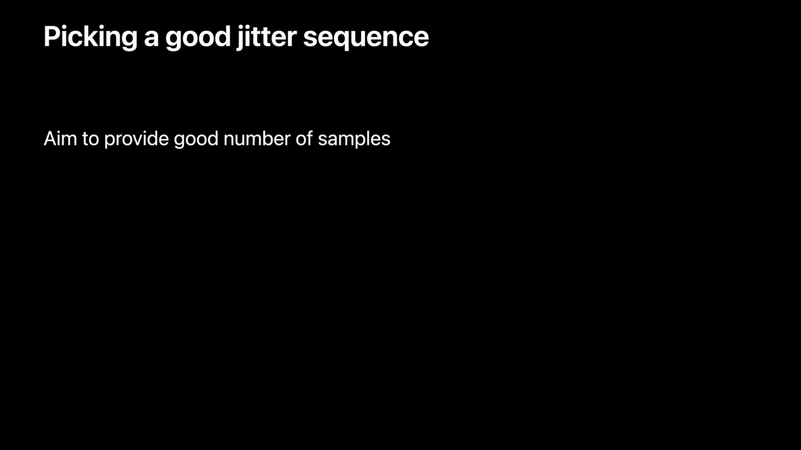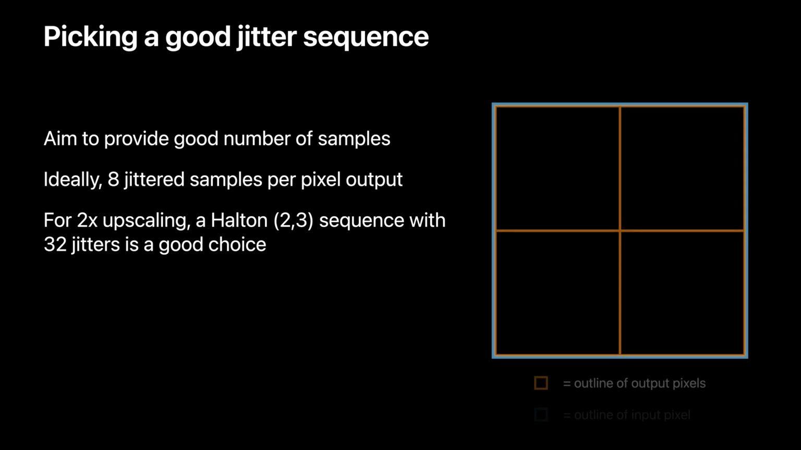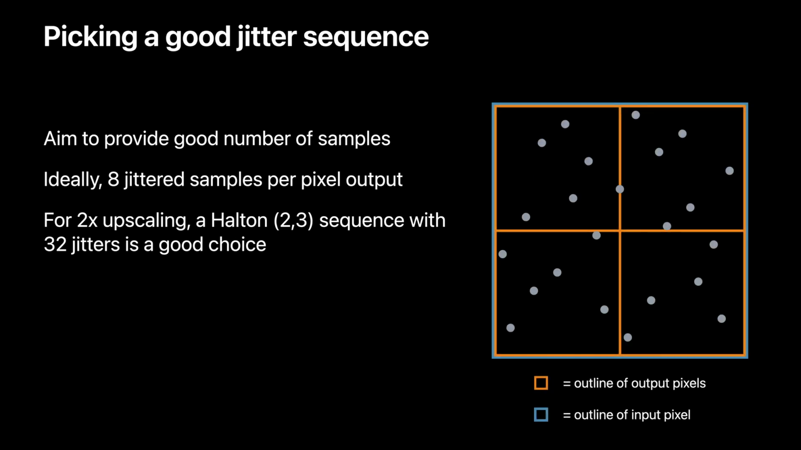To get the best quality from temporal AA and upscaling, it's important to choose a good jitter sequence. Look for a jitter sequence that will provide a good distribution of samples across all the pixels in an upscaled target resolution. Usually, 8 jitter samples per output pixel produces a high-quality anti-aliased upscaled output. In the case of 2x upscaling, the recommendation is to use a Halton 2-3 sequence with 32 jitters to produce your jittered color input. Here's a plot of the first 32 sample locations from the Halton 2-3 sequence, producing approximately 8 samples per output pixel.